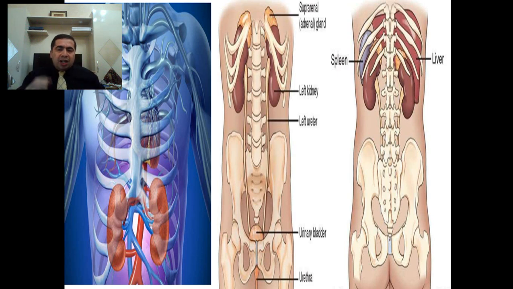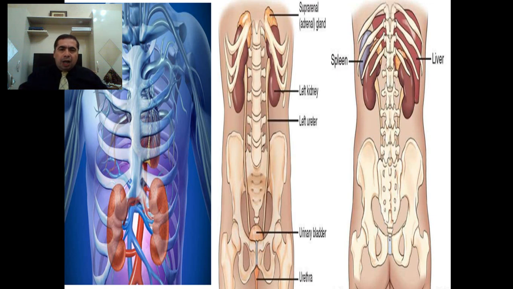Also, the right suprarenal gland and also the left suprarenal gland, these glands occupy a relatively larger surface on the superior pole, also on the anterior surface. They occupy approximately 1/3 of the surface of the kidneys.